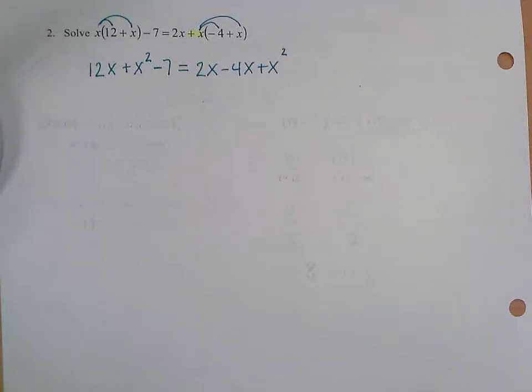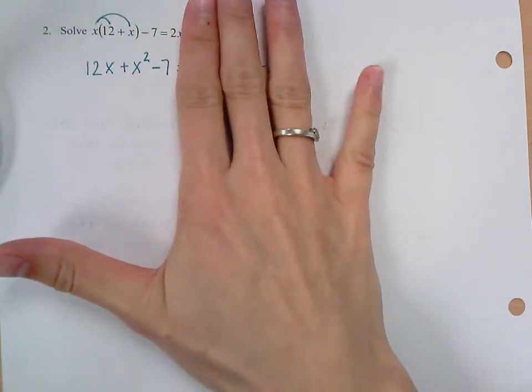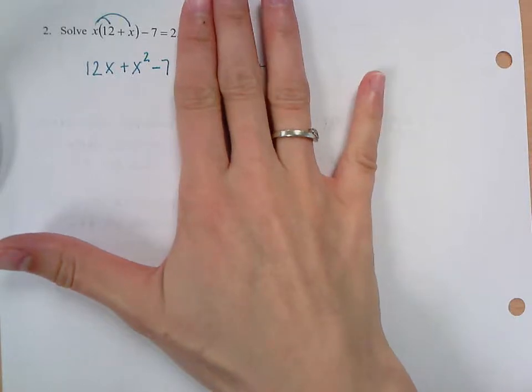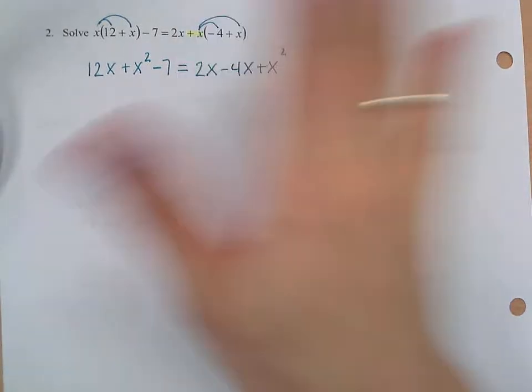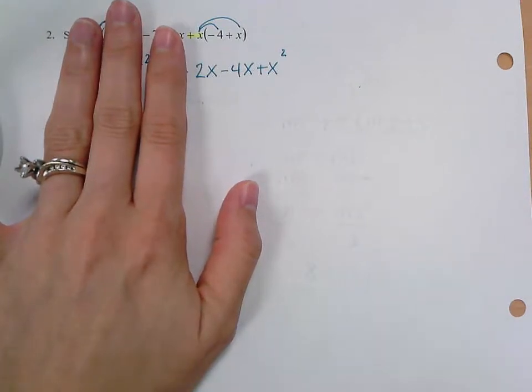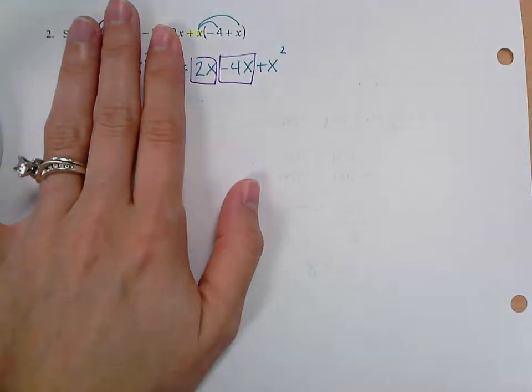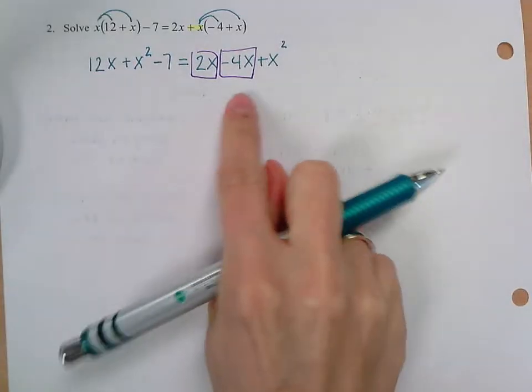Okay, check now, because I distributed on both sides, check both sides for like terms. So I'm just going to cover this side up. I'll uncover it if you need to write something down. On the left side, do I have any like terms? No. How about the right side? Yes, which ones? So, yep, 2x and a negative 4x. So I can combine those.